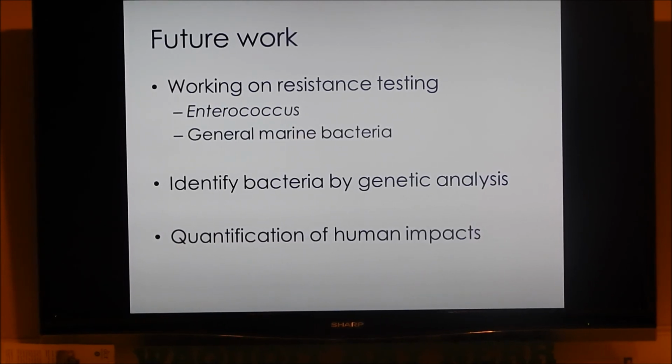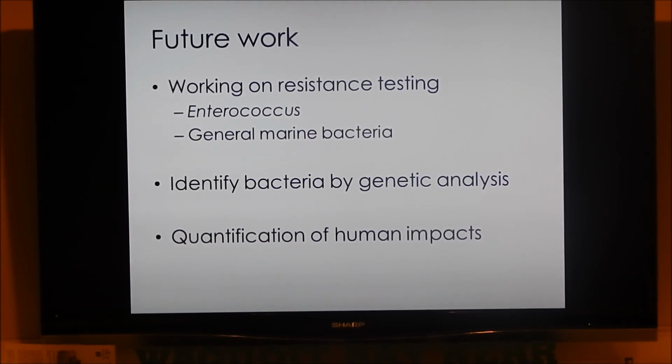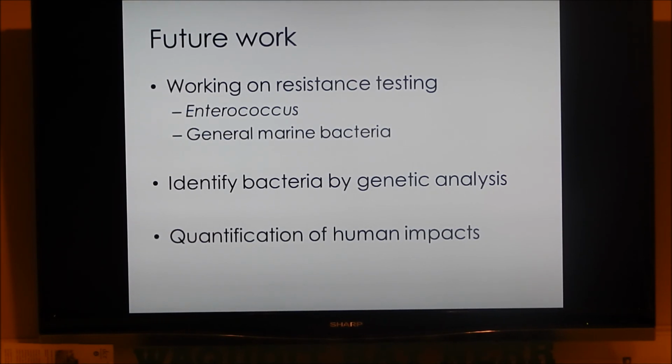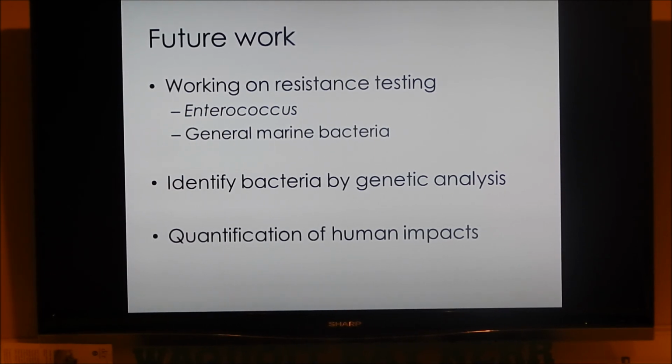So what are we doing next? I'm working on resistance testing for the rest of the Vibrios, as well as the Enterococcus and the general marine bacteria. And then what we want to do is identify all of the bacteria by genetic analysis to figure out exactly what species, essentially, those bacteria are. Because depending on what the diversity is out there, that could be playing into how much resistance we're seeing. And then finally, I'm looking into quantifying the levels of human impacts at these sites. For right now, we put them as like high impact, low impact, medium impact, but it would be really nice if we had quantitative numbers to pull in with that to better figure all this out.